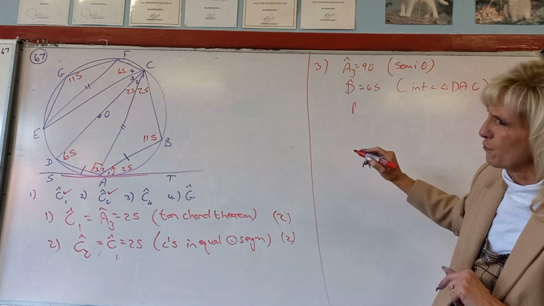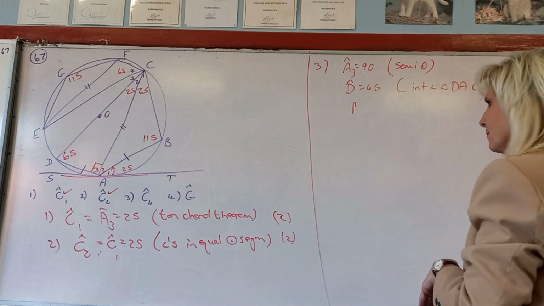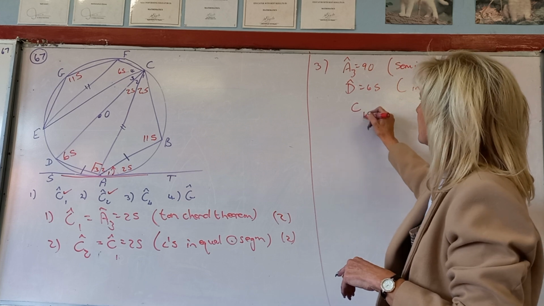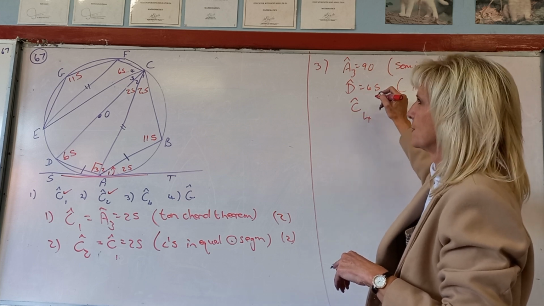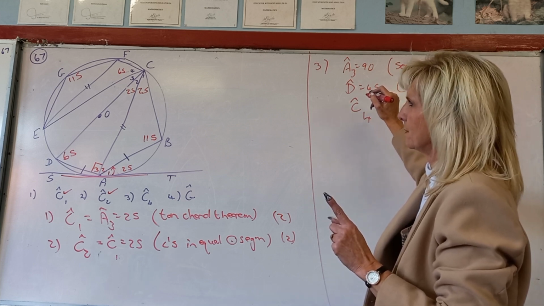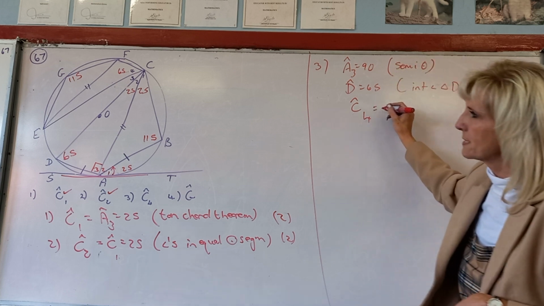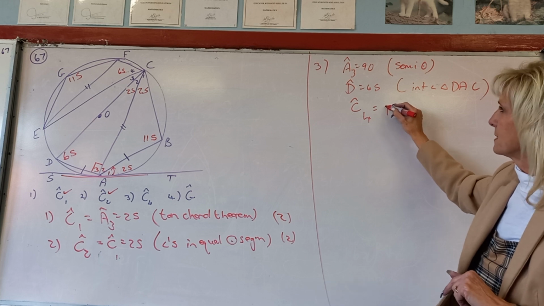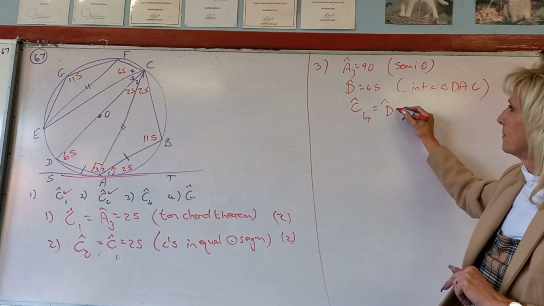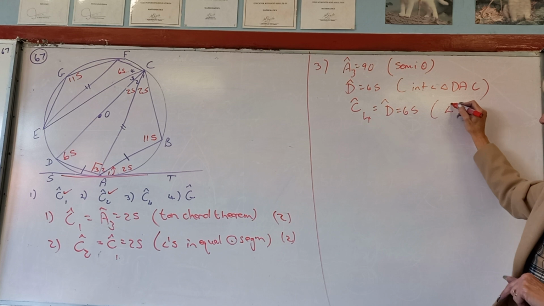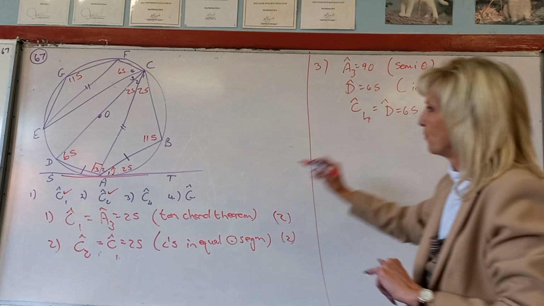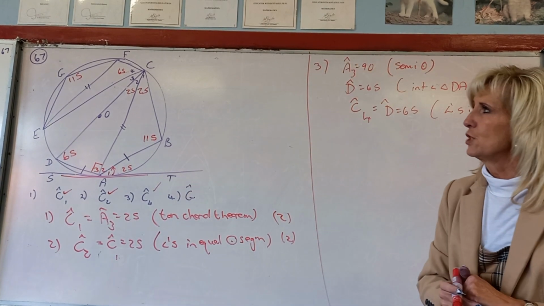What was I actually looking for, by the way? Sorry, C4. C4 would be the same as, that's if we're following his lead, C4 would be the same as angle D because angles in equal circle segments. So I've done C4. Now I've got to go get to G.